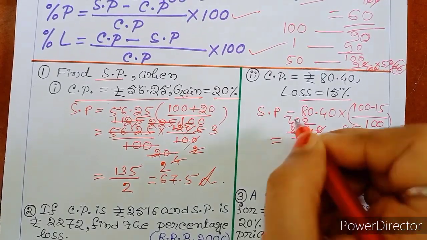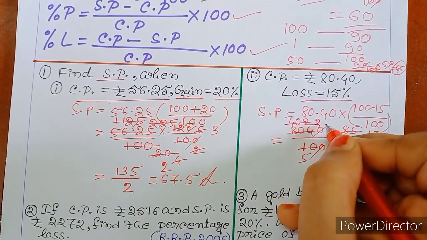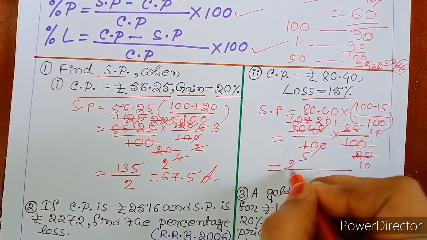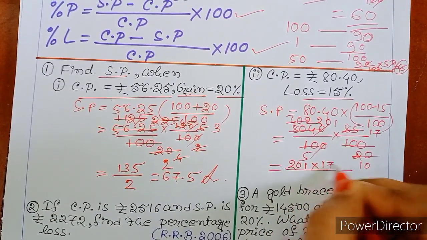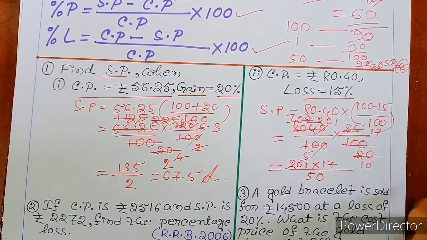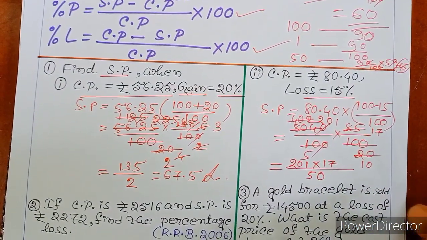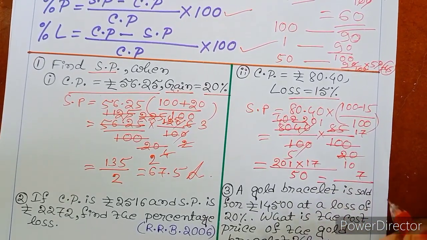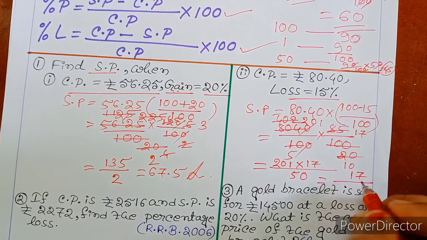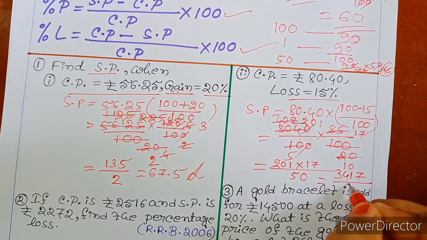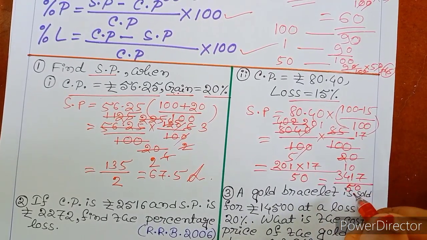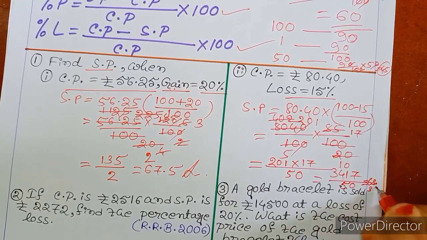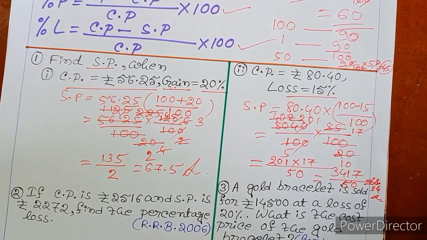Then 201 into 17 by 50. It means 3417 by 50, which means 68.34. 68.34 is the answer.